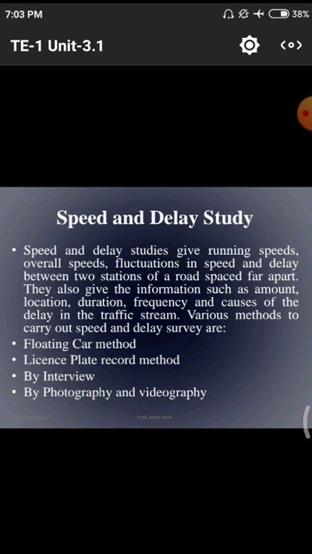Next one, fluctuations in the speed. Fluctuation means some kind of gap was observed between vehicle to vehicle, that is, some kind of gap was observed by an observer due to some obstructions or any other things. Those are called fluctuations. And next one is the speed and delay between 2 stations of a road far apart. That means speed and delay studies of 2 stations far apart. That means those 2 stations are far from each other.